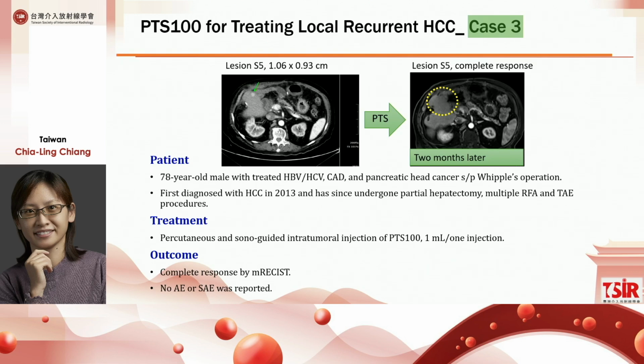The third case is a small lesion at S5. The patient had experienced multiple surgeries, multiple metastasectomy, multiple RFA, and multiple TACE, and he also got pancreatic head cancer post-Whipple operation, and post-op complicated with massive bleeding. We have made a hepatic artery stent for him. So for him, both RFA or transarterial treatment are risky.